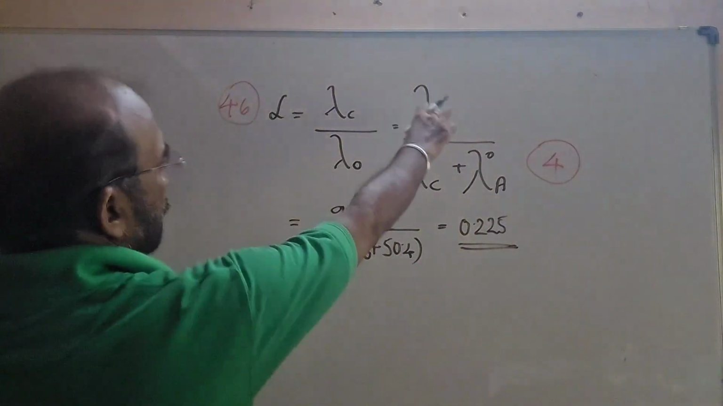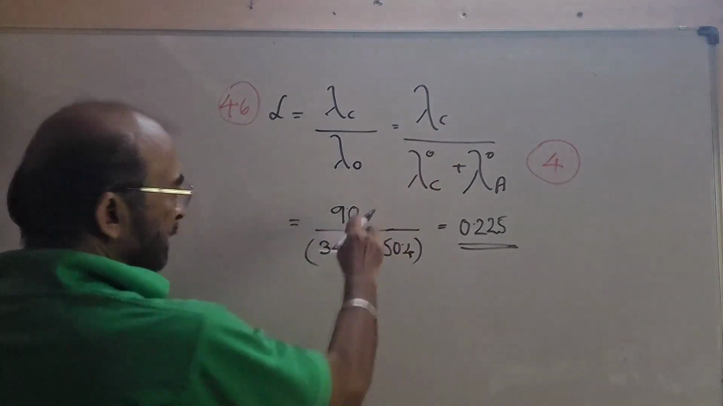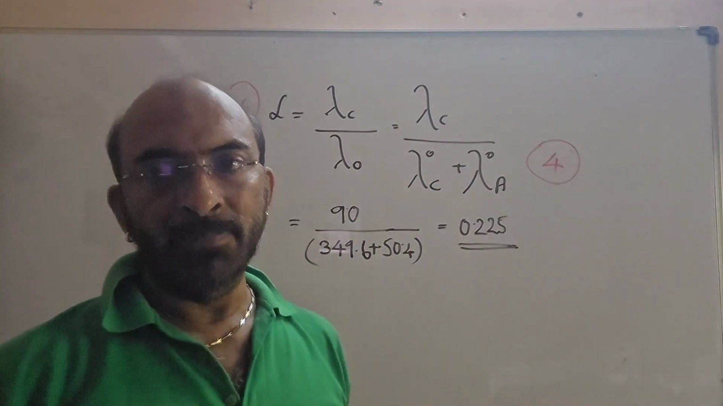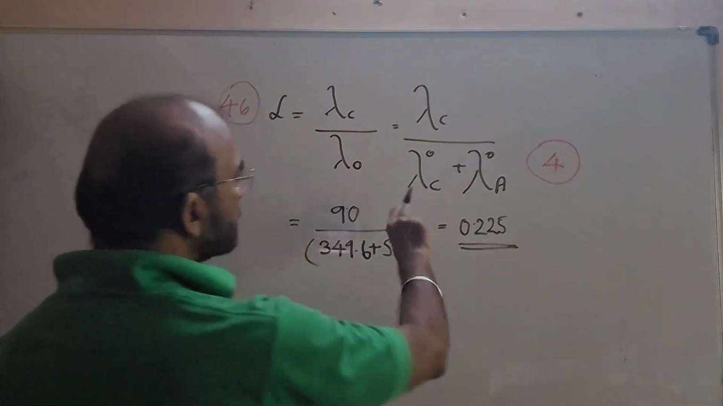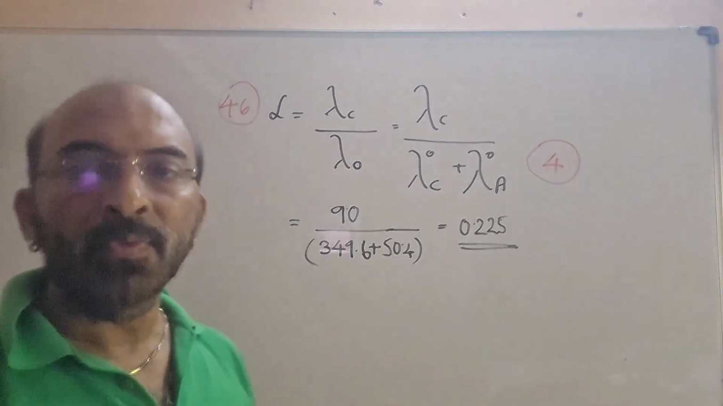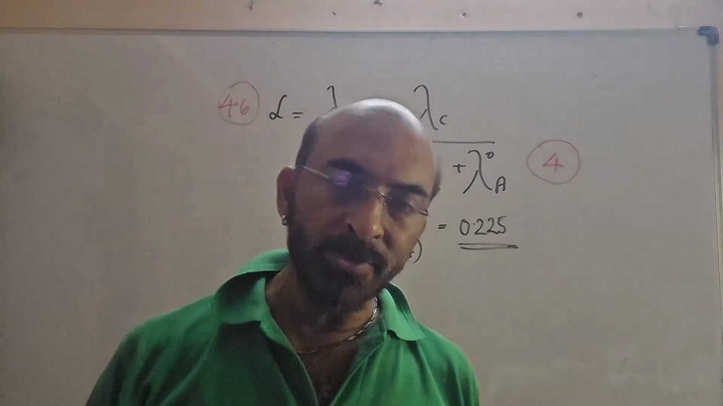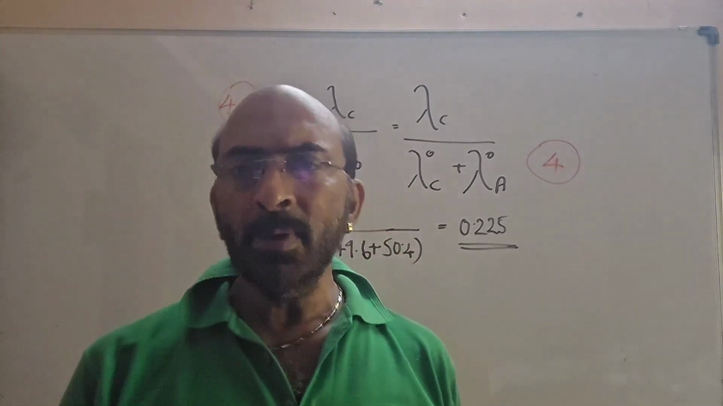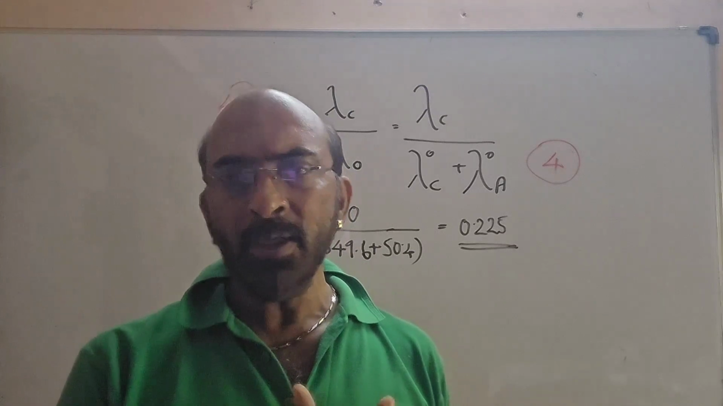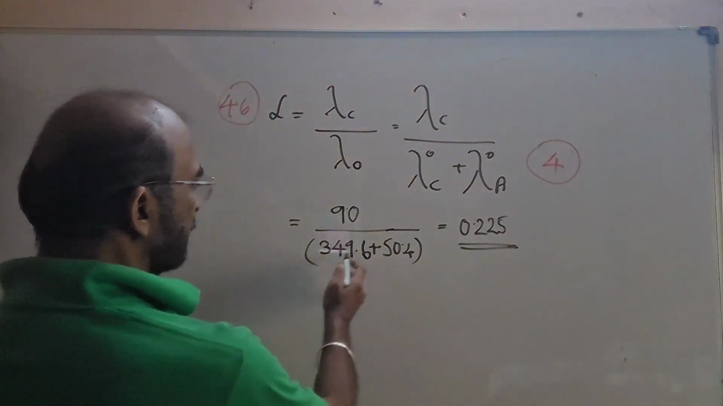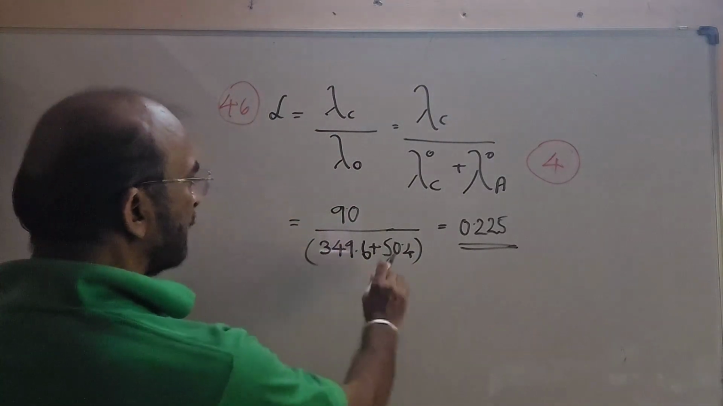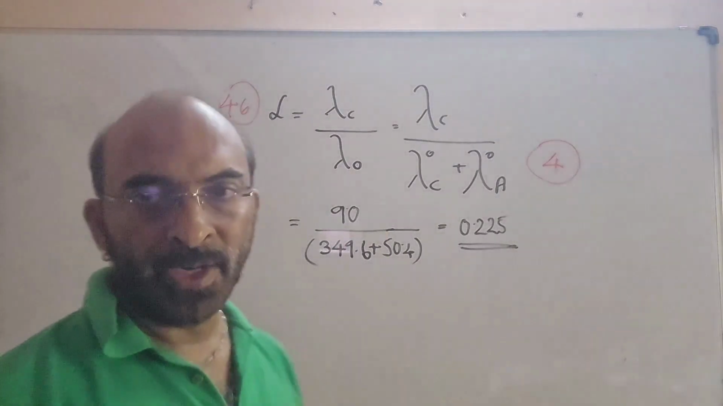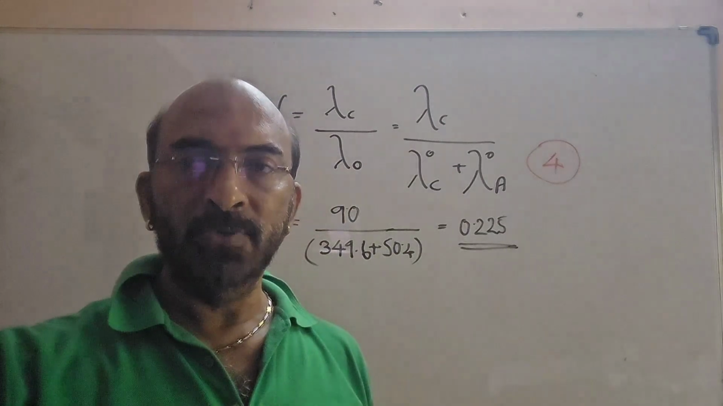Here, this value, lambda m or lambda c, is directly given to be 90, in the regular unit we study them. And instead of giving lambda 0 directly, they have given the conductance at infinite dilution of both the cation and anion of that electrolyte. Simply add them up to get the lambda 0 of the electrolyte. These values are 349.6 and 50.4. You add them, divide 90 with that value. You get 0.225. D is the answer for the first question here.